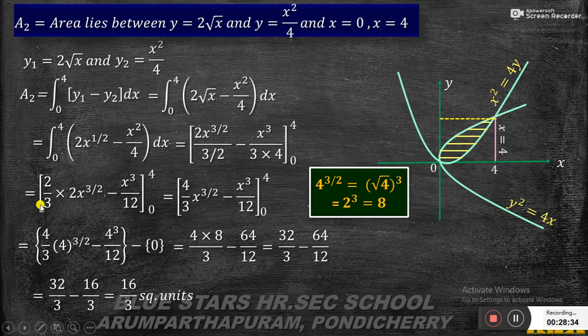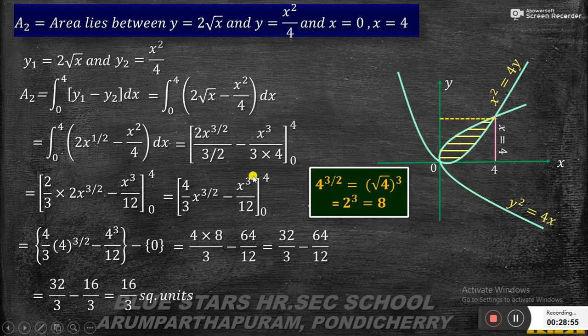So in the next step we write it, 2 by 3 into 2, this 3 by 2 we write as 2 by 3. So 2 by 3 into 2 x power 3 by 2 minus x cube by 12. So the limit is 0 to 4. Next, 2 2s are 4, 4 by 3 into x power 3 by 2 minus x cube by 12, 0 to 4.